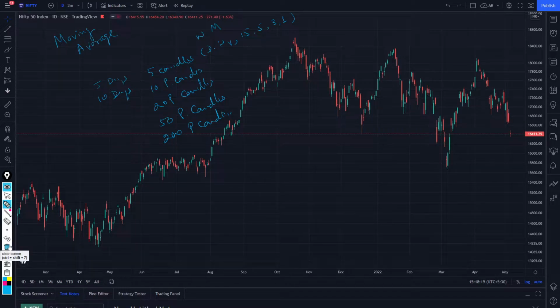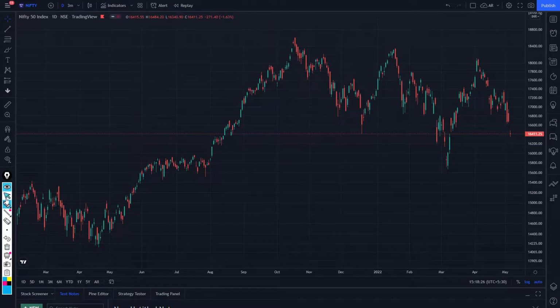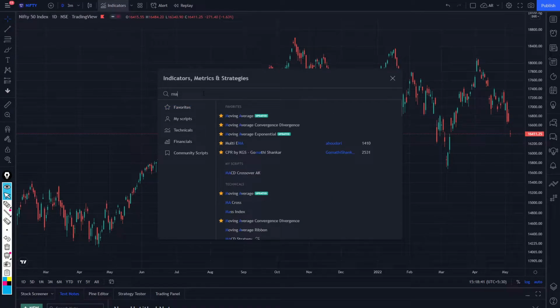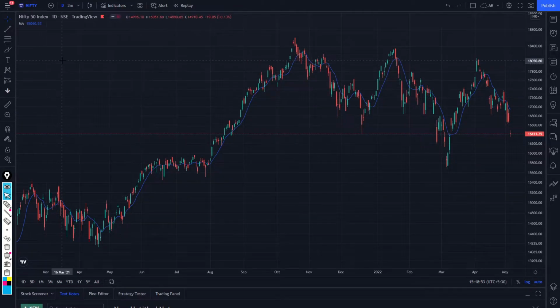There are many platforms, and most of them give it directly. We will check how to plot it in TradingView, and in other brokers' charts it will be given directly with a moving average. We click on indicators and type moving average or MA. It shows moving average and moving average exponential. We click directly on moving average, and it calculates both.